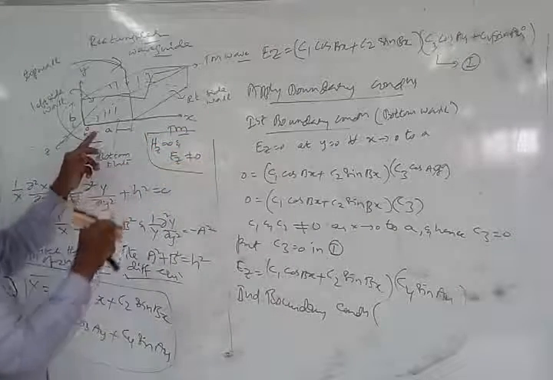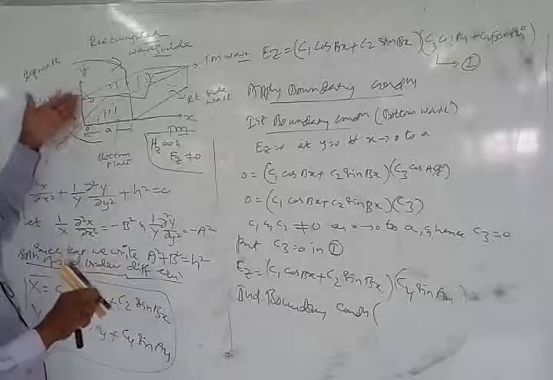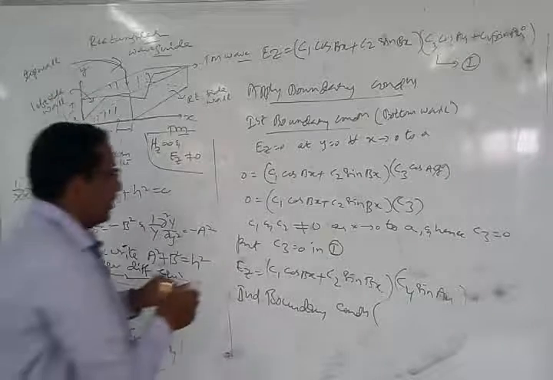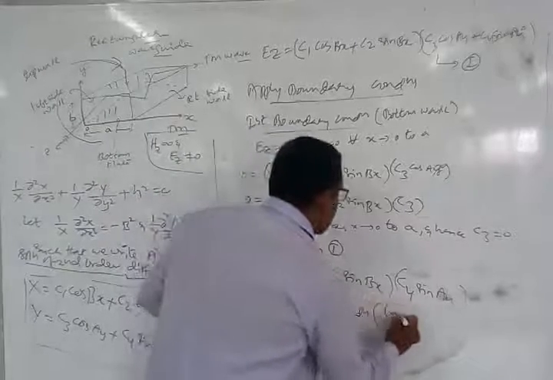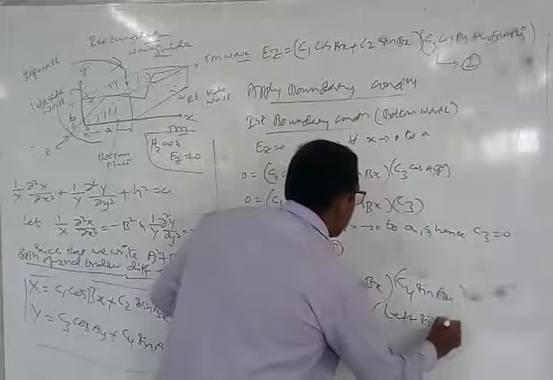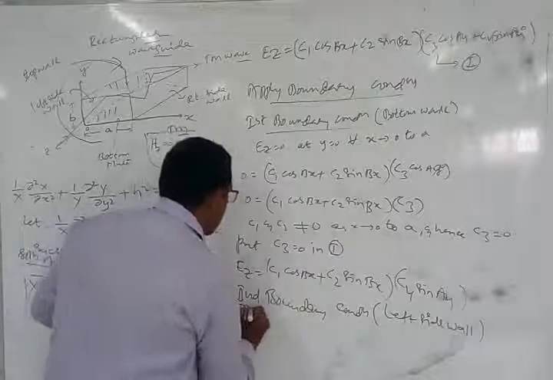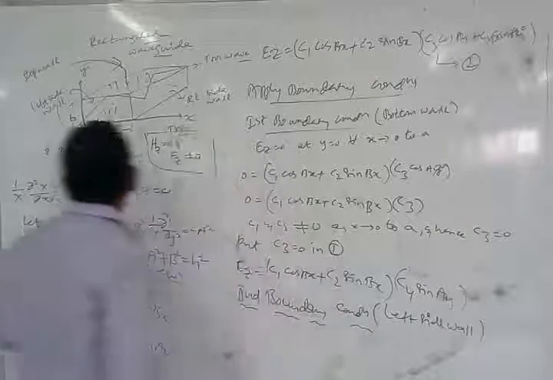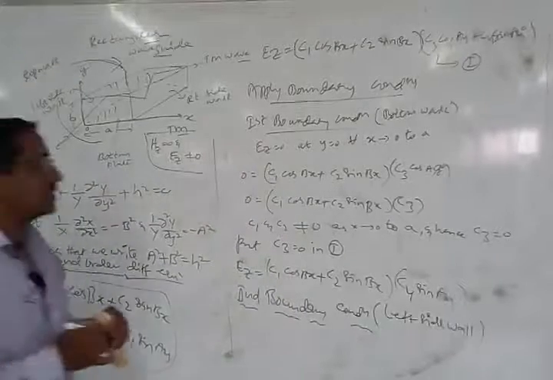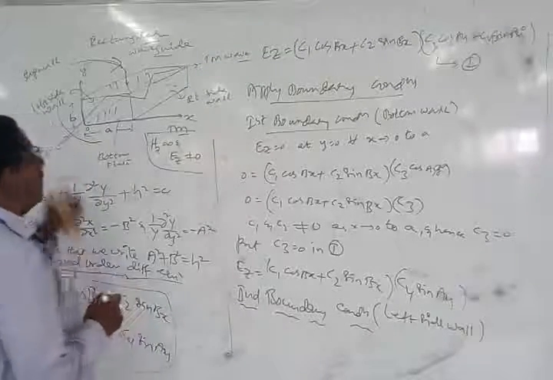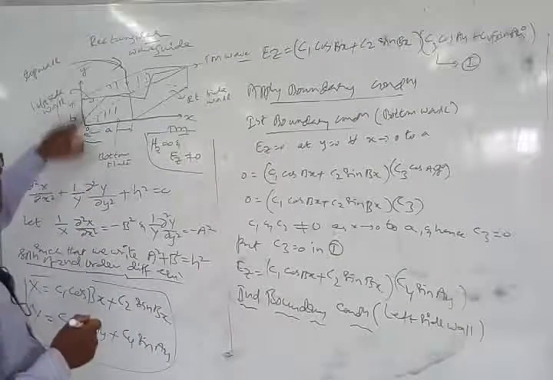We are going to consider the left side wall now. If we consider the left side wall, we will write it here as the second boundary condition. Now, how do we write this left side wall mathematically, using dimensions? What are the dimensions of the left side wall?